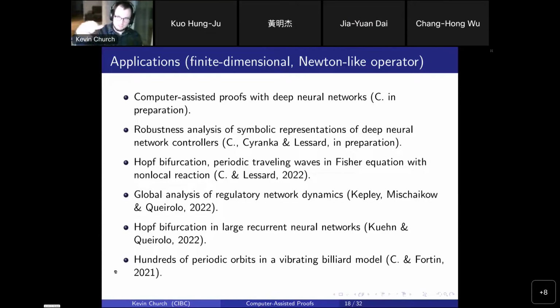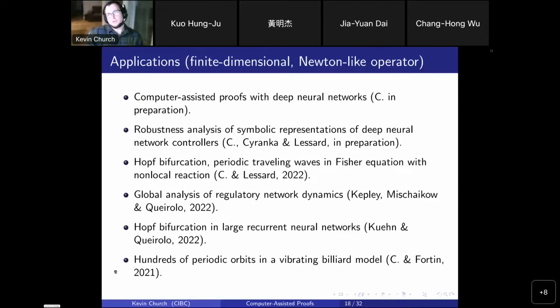He ended up proving, in this model of a vibrating billiard, the existence of like 608 isolated periodic orbits using this idea, which I thought was pretty interesting, and he seemed to enjoy it. So it was good for him. I don't think he does computer-assisted proofs anymore. He's working with the physicists doing something else at McGill. And yes, there are several applications of this idea in finite dimension.